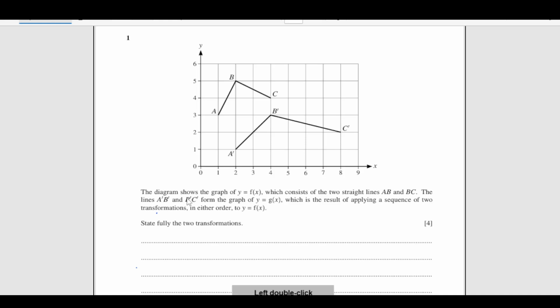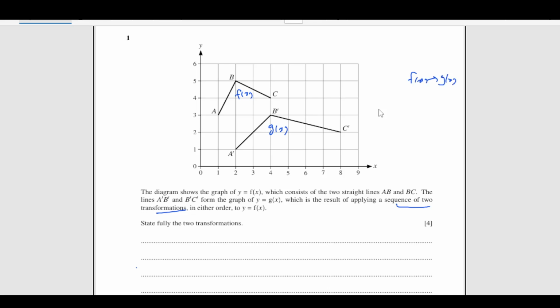The diagram shows the graph y equals f(x), which consists of two lines AB and BC. So this is f(x). And the lines A dash, B dash, C dash are for g(x). So this is our g(x), right? Which is the result of applying a sequence of two transformations. So we are given two transformations here in either order, y equals f(x). We are looking from f(x) to g(x), right? So from f(x) to g(x), state fully the transformation.